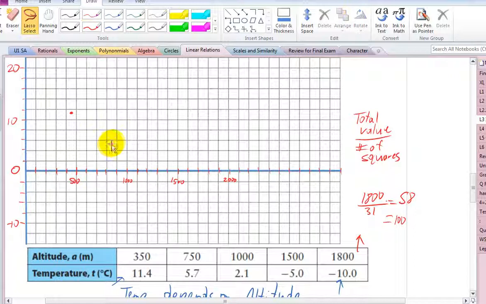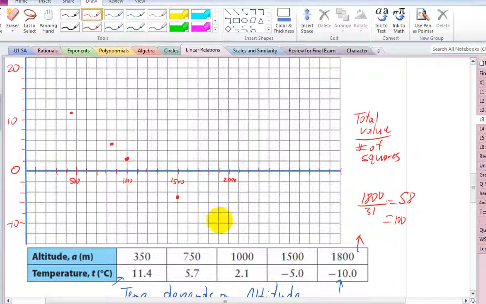Okay, here's your next one. 750 is between 700 and 800, and 5.7 is getting close to 6. Then the third one should be just above the 2, but exactly on the 1,000 line. Okay, the 1,500 should be right there, right in the middle. So that's where -5 would be. 1,800, -10.